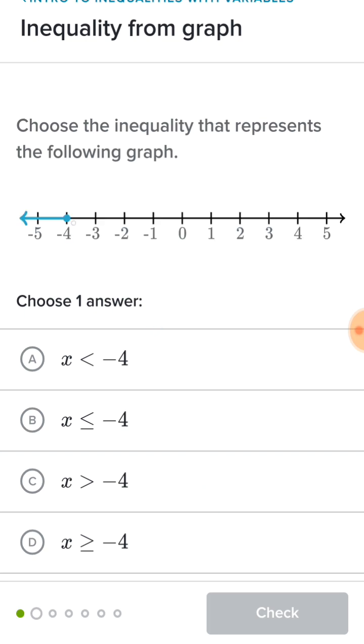So since this one has a closed circle, you know that it is equal to -4, and since the arrow points to the left, it's less than -4 also, so the answer will be less than or equal to -4, which is B. The arrow's to the left, less than, equal sign underneath, -4.